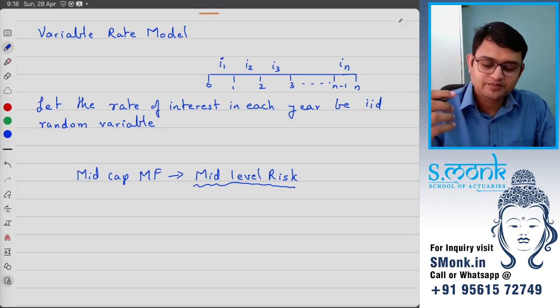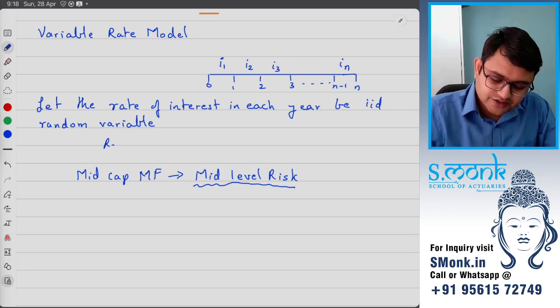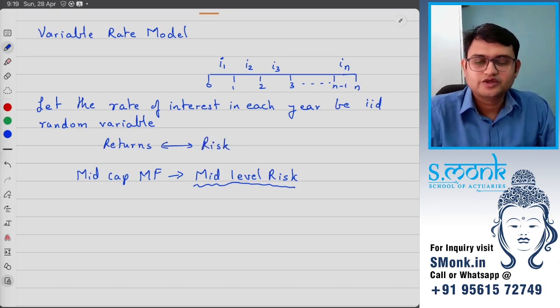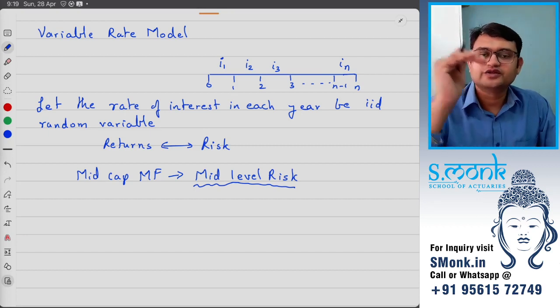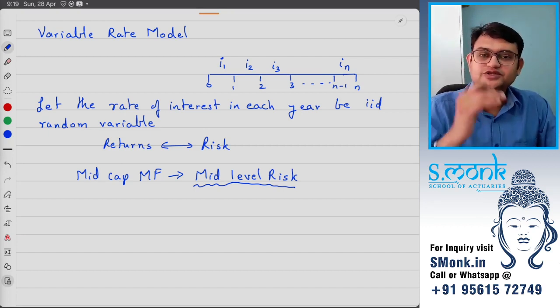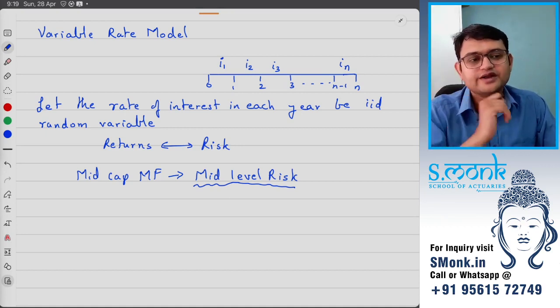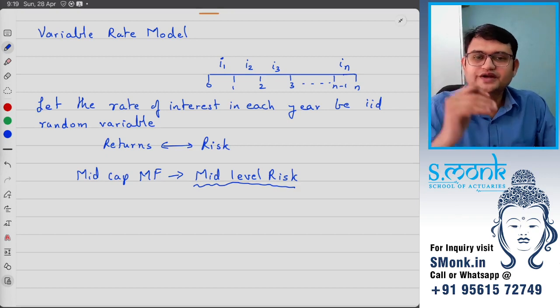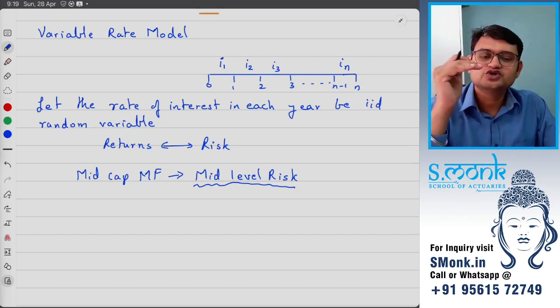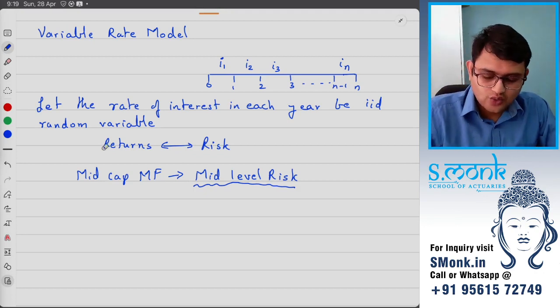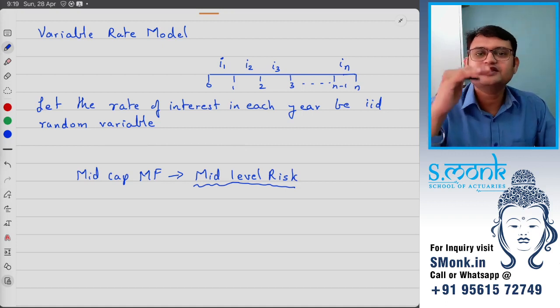And we should always remember there is a simple relationship between risk and returns. Okay, the amount of risk that you take, you get returns exactly for the same amount. That means if you take more risk, you will be rewarded more. If you take less risk, you will be rewarded less. So we are trying to keep a mid-level risk. So we are aiming for a certain returns. So what we do is we try to maintain that rate of return.